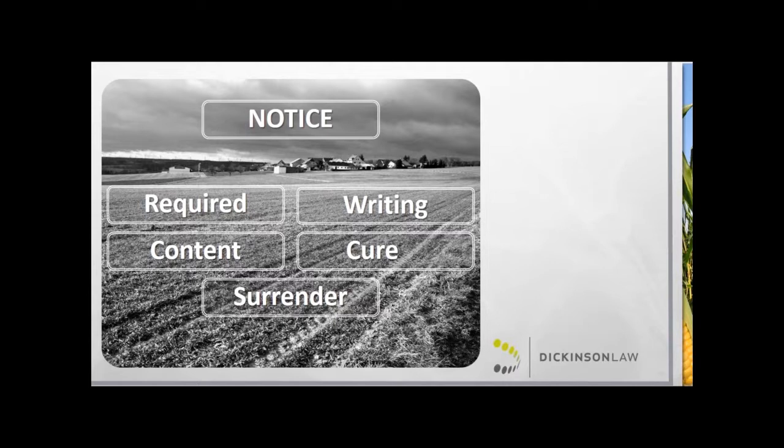So starting into the first protection for a borrower, when a lender is foreclosing on ag land, you're going to have to give the borrower a notice to cure default.